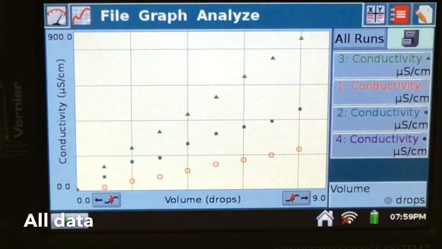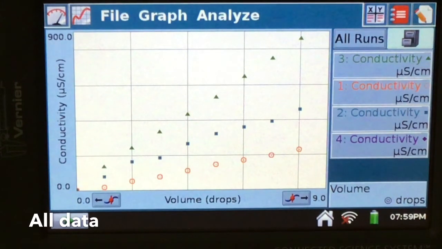This graph shows all three sets of data in the same graph. The red circles are the sodium chloride. The blue squares are the calcium chloride. And the green diamonds are the aluminum chloride. You don't need to make these graphs. We've already done them here.